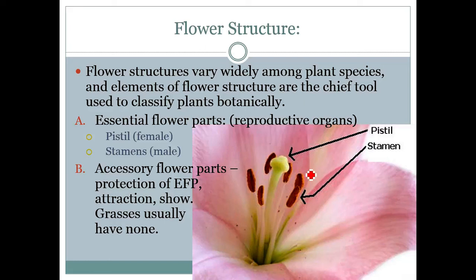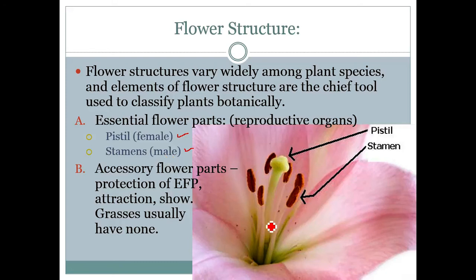So all flowers, well, not all flowers, but there are some what we call essential flower parts that make it a flower. These are going to be your pistil and your stamens. The pistil, of course, is the female flower part. The stamens is the male flower part. The pistil will contain the egg and the ovule that will eventually become a seed or an embryo. And the stamens, of course, will be the site of pollen production.